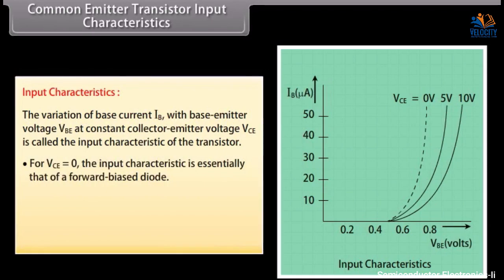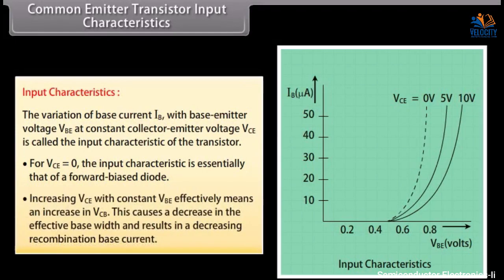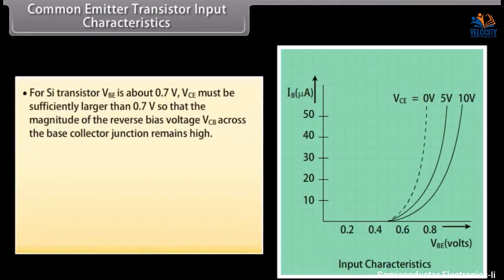For VCE equal to 0, the input characteristic is essentially that of a forward biased diode. Increasing VCE with constant VBE effectively means an increase in VCB. This causes a decrease in the effective base width and results in a decreasing recombination base current. For a Si transistor, VBE is about 0.7 volt.